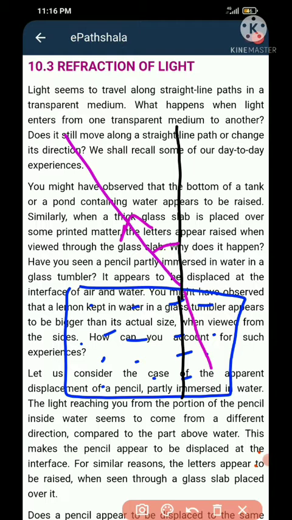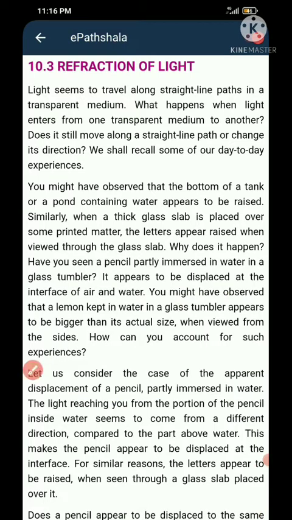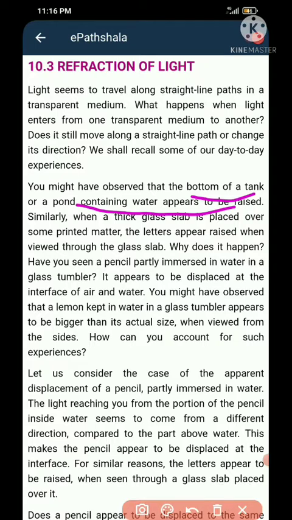Why does this happen? Refraction happens due to the speed of light. The speed of light changes due to the medium. Obviously, when light goes into a denser medium, its speed slows down. So understand here, you might have observed that the bottom of a tank or a pond containing water appears raised. Why does this happen? It also happens due to the refraction of light.